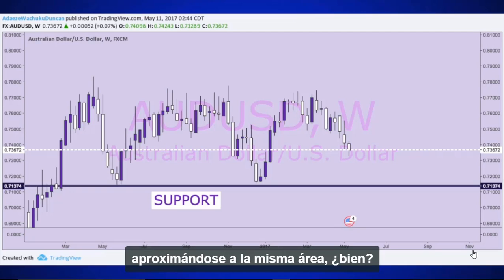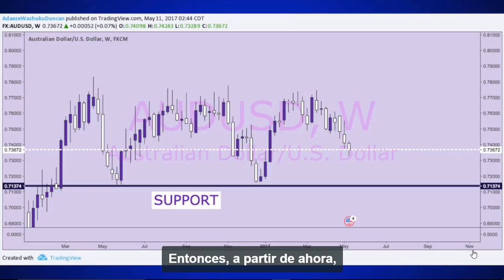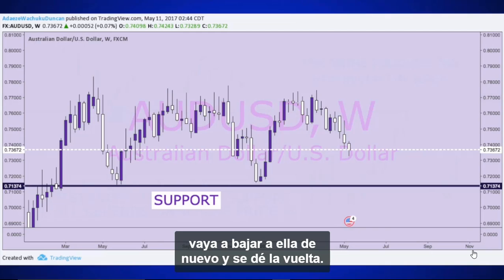All right. What are you going to be thinking that price is possibly going to be doing? Probably turning around and going back up. Now, we have no crystal balls. Nobody gets to say what's really going to happen, but what you do get to do is start to create a map of what you think price is going to do. So as of right now, because it's above the line, we're looking for the possibility that price will come down to it again and turn around.